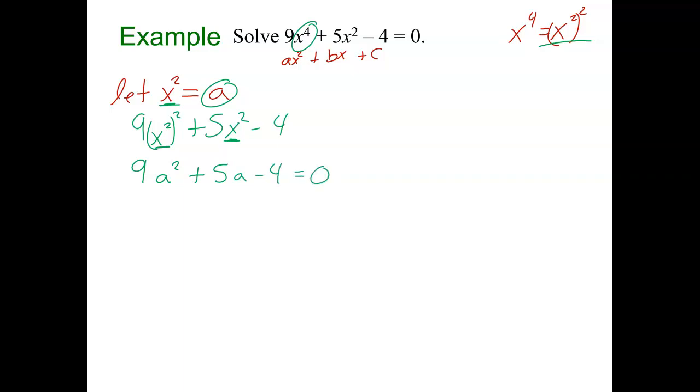Now I have a quadratic. So I can solve using my quadratic methods. You'll want to solve this by factoring. Using quadratic formula is going to cause probably more headaches than it's worth. So, 9 times negative 4. I'm looking for a product of negative 36, but a sum of 5. Okay? So what two numbers?